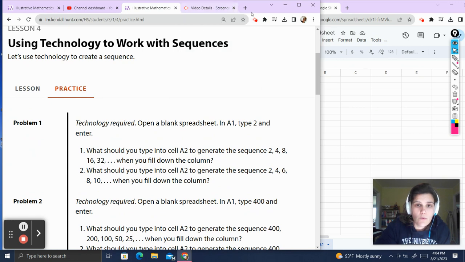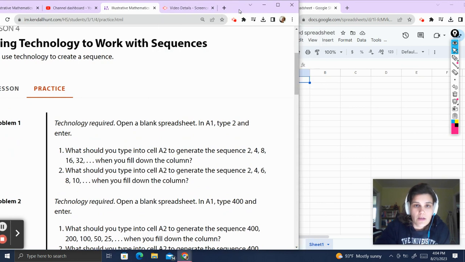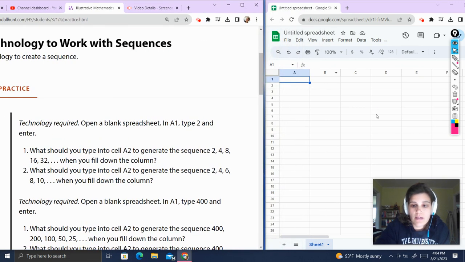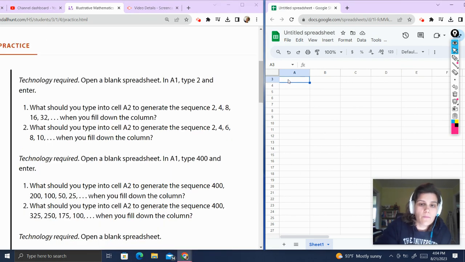For this lesson, you are going to need technology. The technology that I'm using today is Google Spreadsheet, which you just go to Google Drive and open up a spreadsheet and you'll have one right there. Let's get started. Open a blank spreadsheet. In A1, type 2 and press Enter.